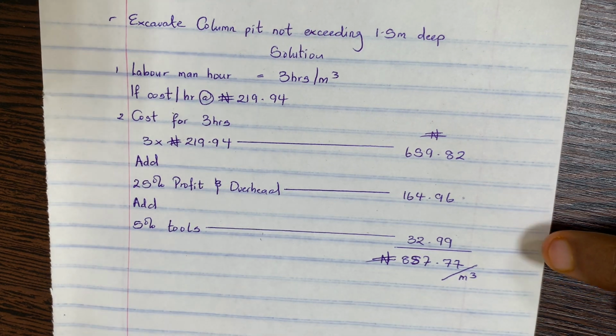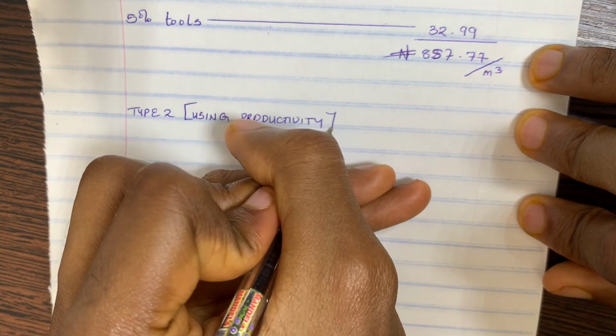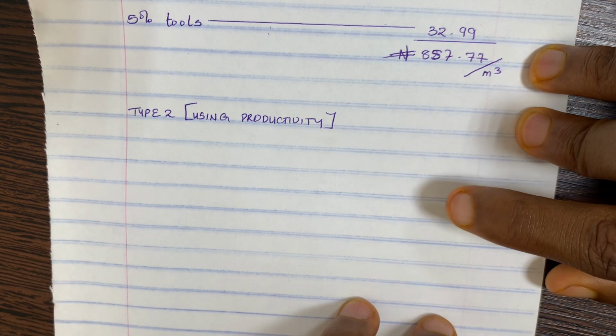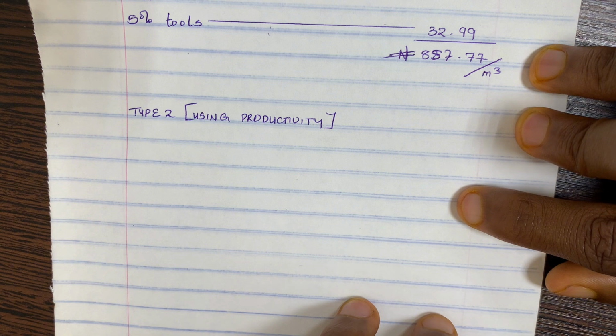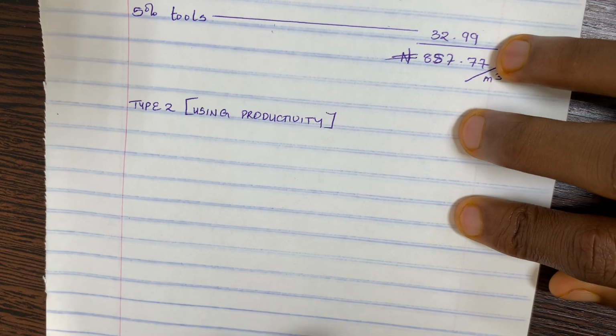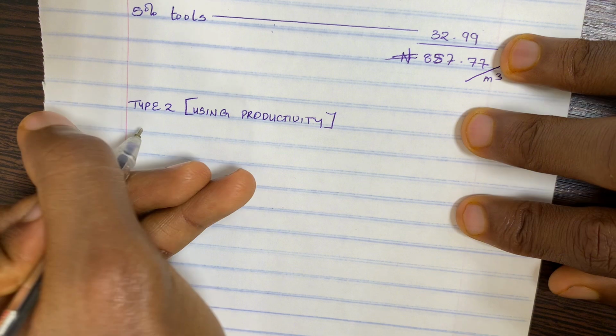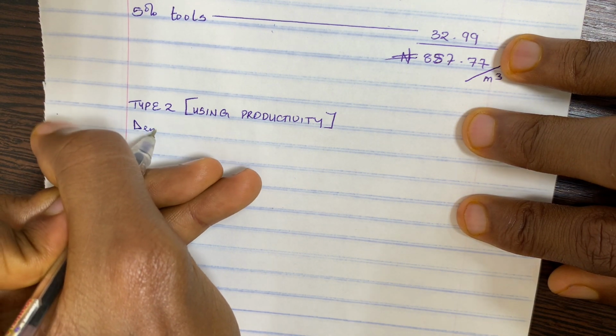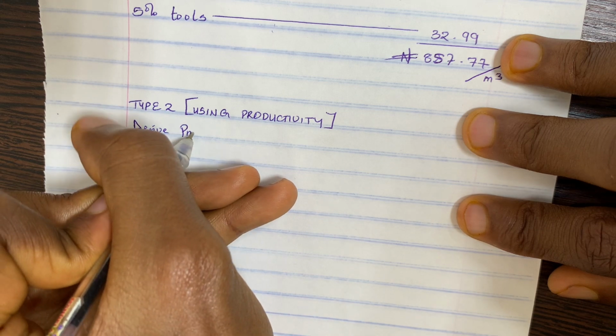So in our example 2, we're going to be using the productivity to estimate our rate. In our first example, the labor constant that we used was 3 hours per meter cube. So I'm going to be showing you how to use that labor constant to determine the derived productivity per hour.